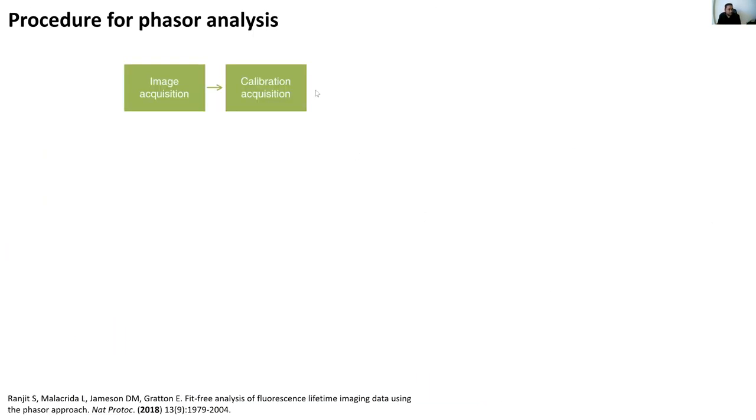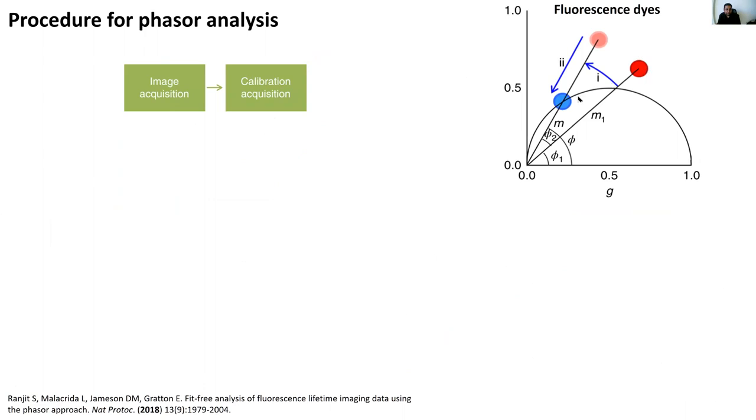So now the procedures: you do the image acquisition, you calibrate the acquisition. The calibration can be done using a fluorescence dye. So let's say this is the position of the fluorescence dye. When the system is not calibrated, due to delays and other electronic stuff, it will come, let's say, here. This is the original position. So you first correct for the angle, and then you correct for the modulation. So you push it back here. So you know how much of this change you need to do for correcting other samples.